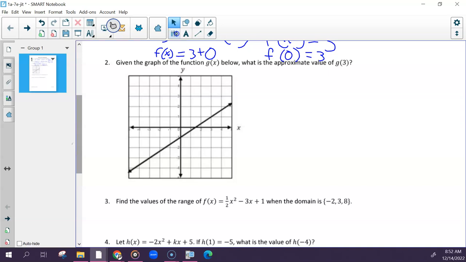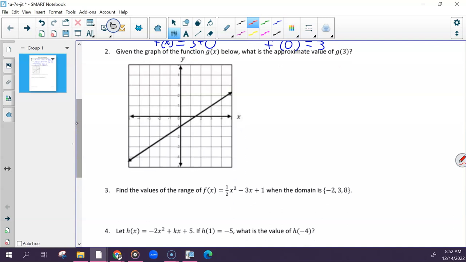Number two, we're given a graph, g of x. We have to find g of 3. Anyone want to do that one? So remember, for your graph, this is your x, so when x is 3, what is your y value? And that would be 1. So g of 3 equals 1.